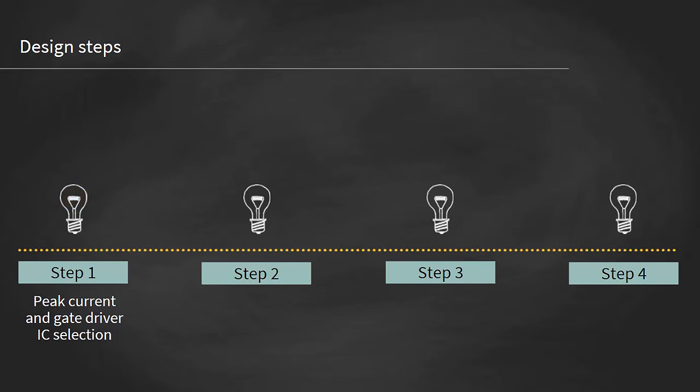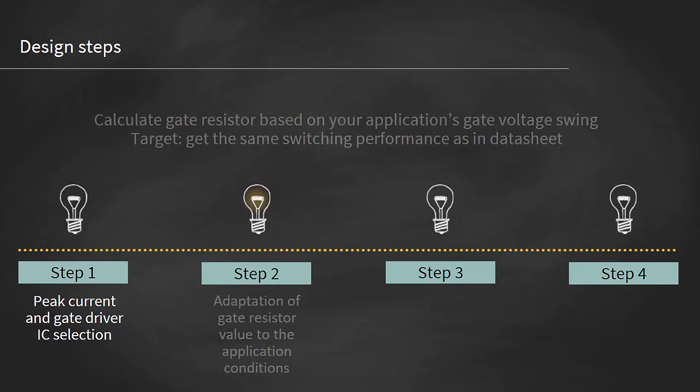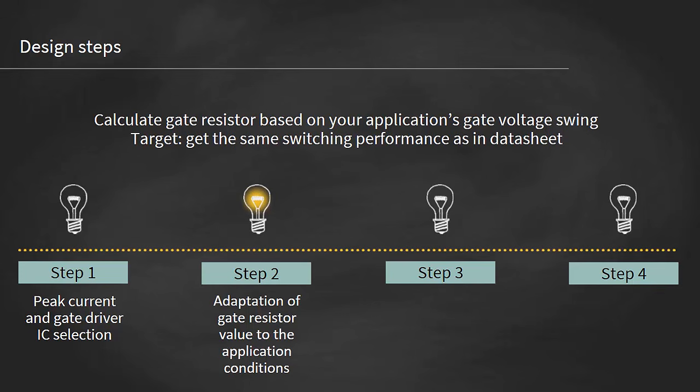Since an application frequently has different operating conditions compared to those given in a silicon carbide MOSFET datasheet, the second design step is the adaptation of the gate resistor value to the application conditions.